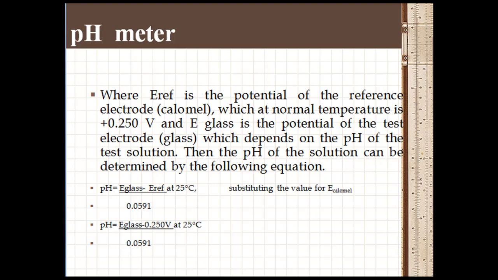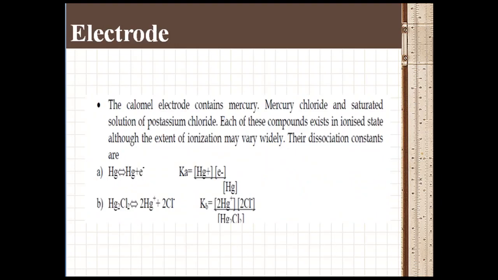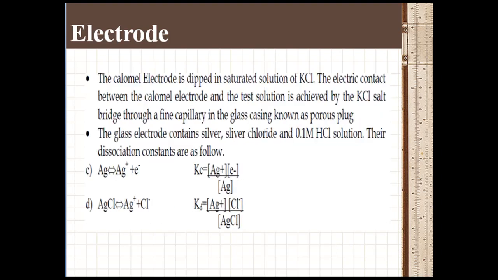The electrodes. The calomel electrode contains mercury chloride and a saturated solution of potassium chloride. Each of these compounds exists in an ionized state, although the extent of ionization may vary widely. The dissociation constants are as given in the diagram. The calomel electrode is dipped in a saturated solution of KCl, that is potassium chloride. The electrical contact between the calomel electrode and the test solution is achieved by the KCl salt bridge through a fine capillary in the glass casing known as the porous plug.